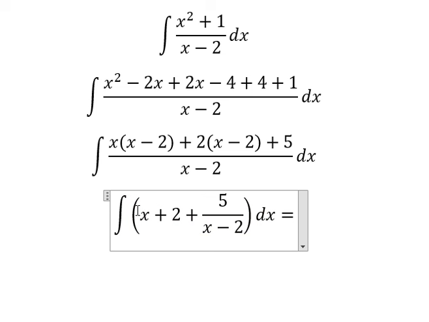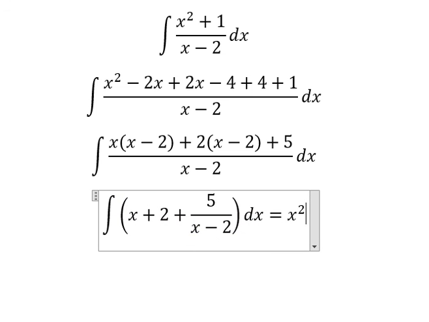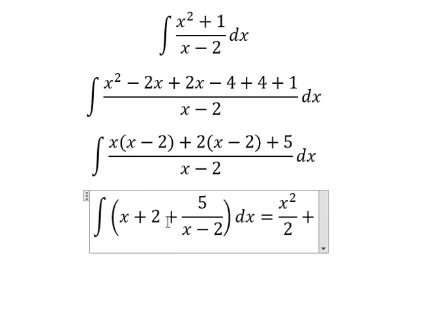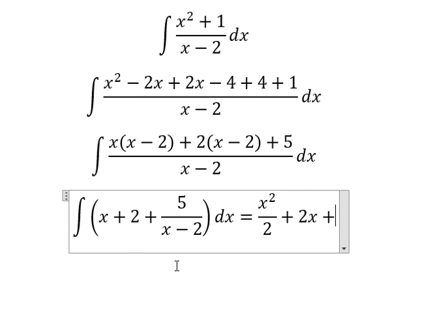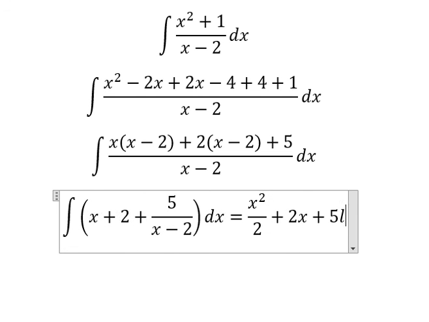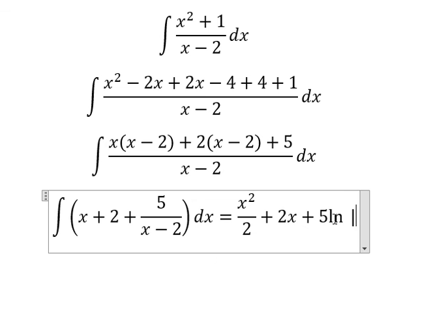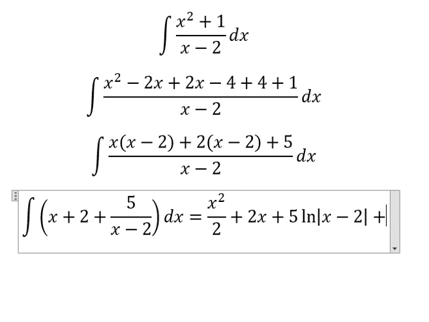The integration of s, we have s squared over 2. For number 2, we have 2s. For this one, we have 5 multiplied by ln of the absolute value of s minus 2. And we put c.